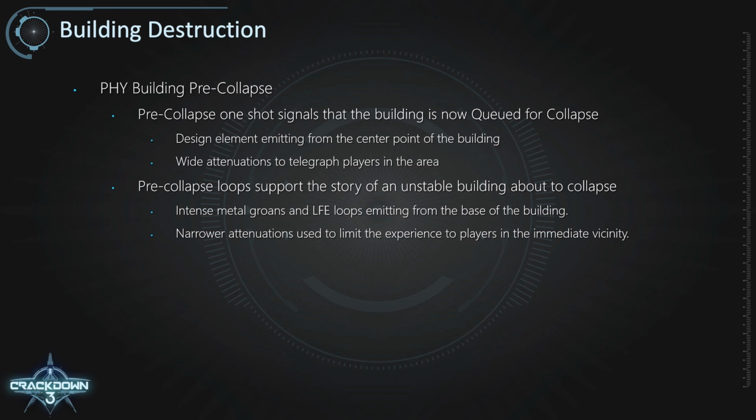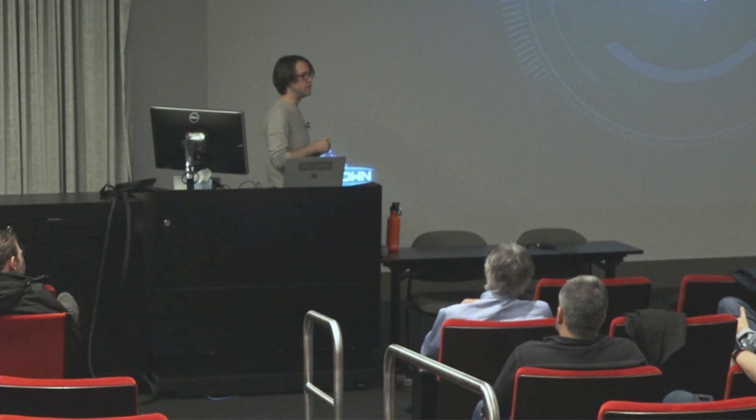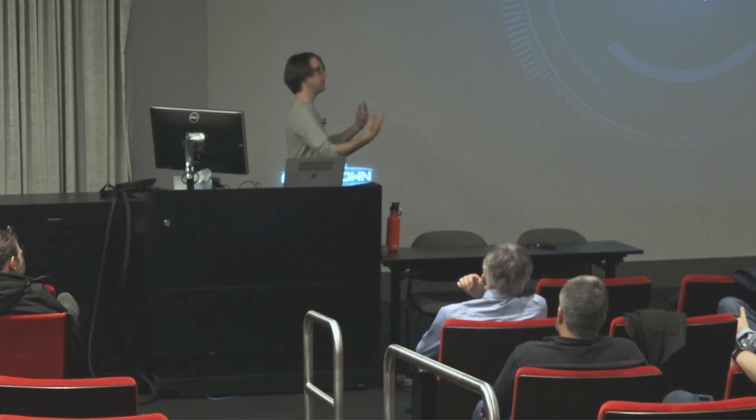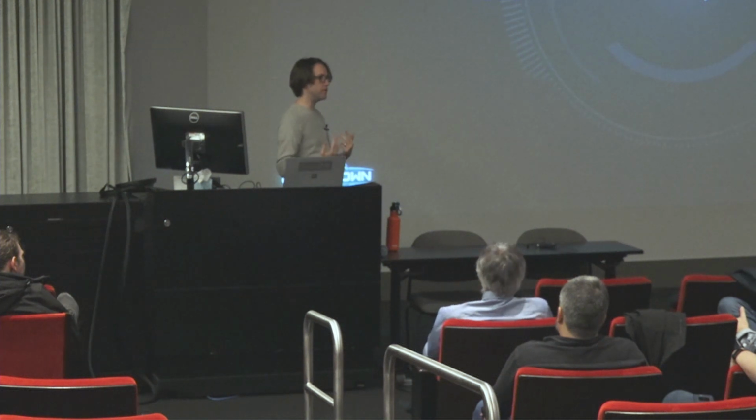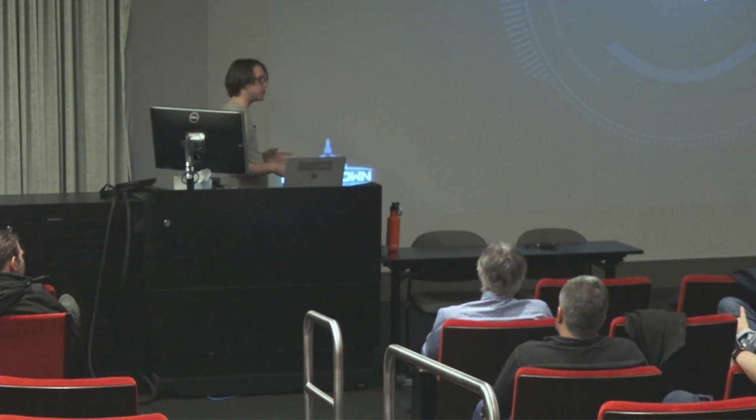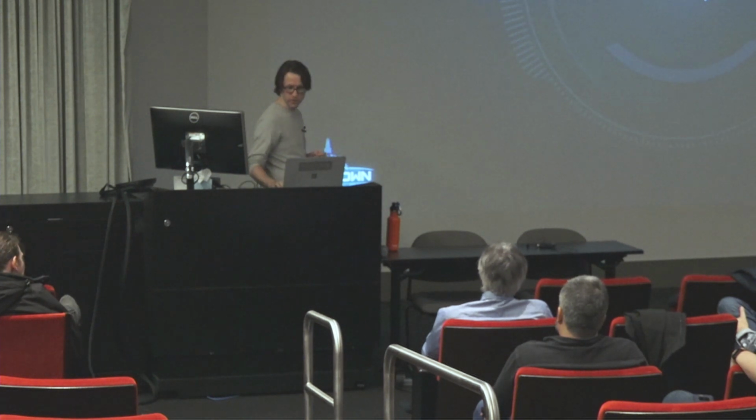So when a building is in the collapse queue, we refer to the state as pre-collapse. When a building enters the pre-collapse state, we trigger a one-shot event from the center point of the building that signals that the building is ready to collapse. It's not going to fall down yet, but you know it's coming soon. We also trigger a looping set of metal groans and an LFE rumble loop at the base of the building, and those have a narrow attenuation. So the first sound, the one shot, is basically to tell everyone in the nearby map that this building is going to come down, and the loops at the base are really to sell the point if you happen to be in the immediate vicinity of the building.